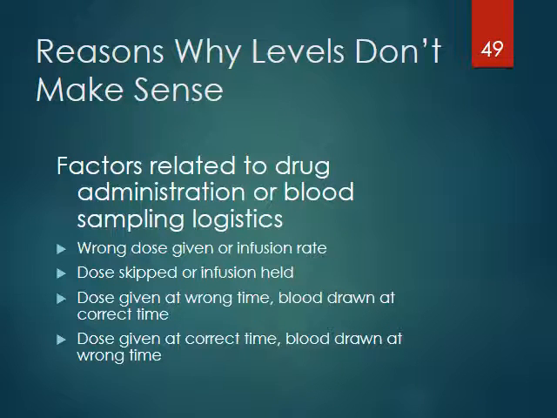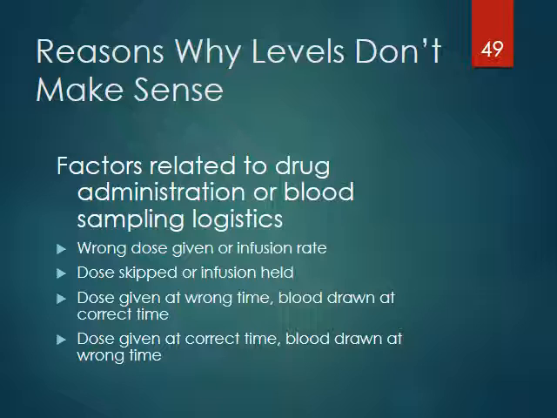So sometimes you run into issues where drug levels just really don't make a ton of sense, and there are lots of factors that can go into this. The first set is factors related to the drug administration or the blood sampling logistics. This could be an issue where the wrong dose was given or the infusion rate was incorrect. So say a medication was given over a prolonged period of time, say a drug that's supposed to be given over an hour instead of given over, say, 4 hours.